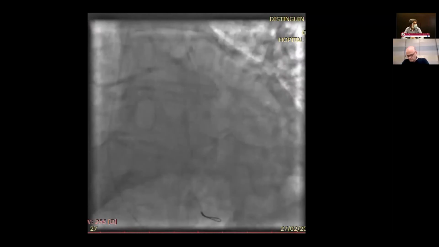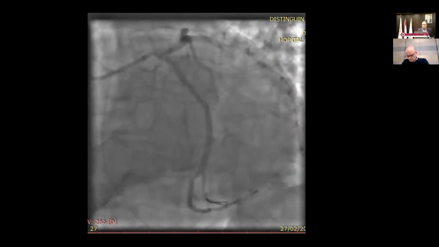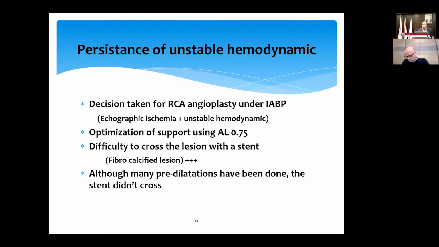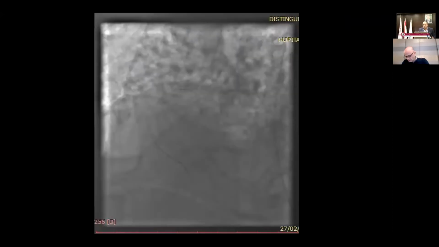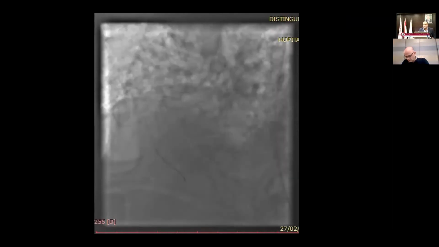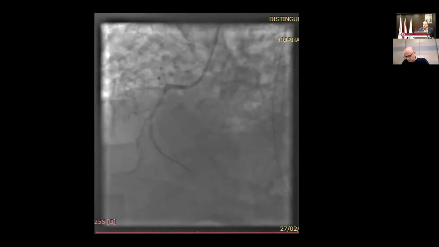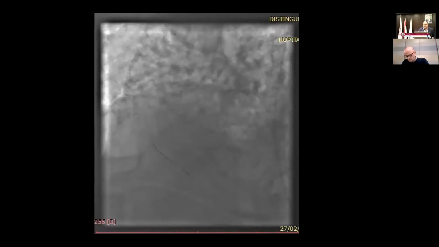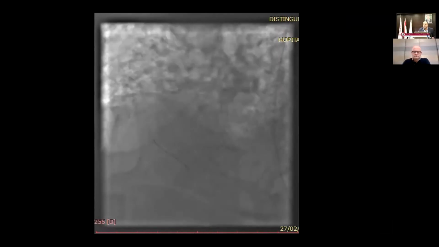Exactly. So after this persistence of unstable hemodynamics, especially as we have severe ischemia in the inferior wall and the lateral wall, we go with a GR 4.0 guide with a BMW 0.014 wire that crosses the lesion easily.